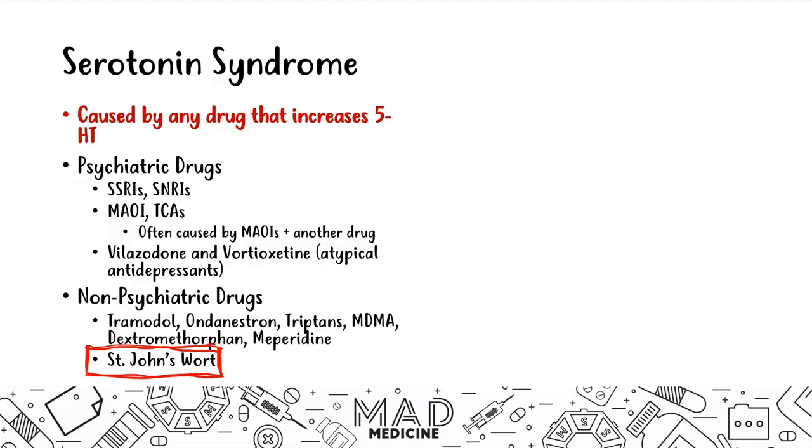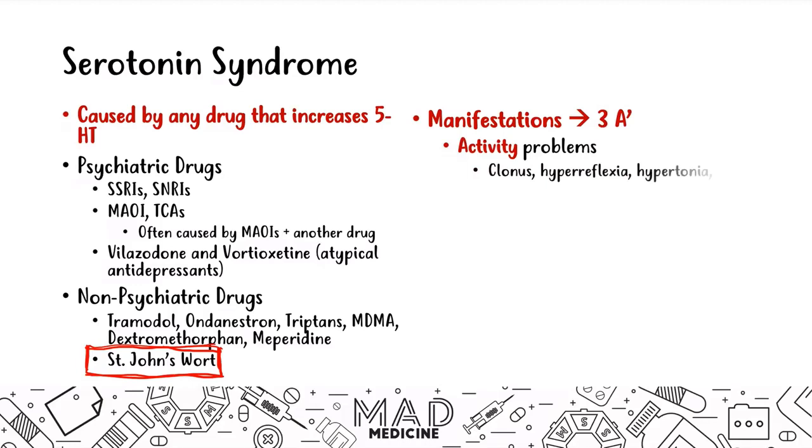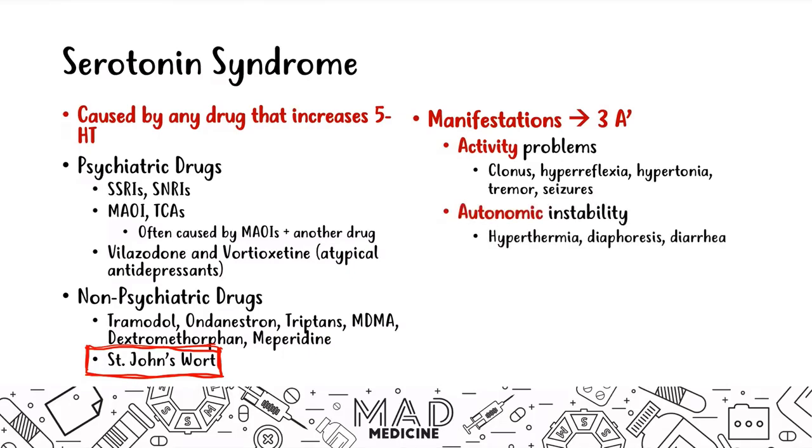Now, the manifestations of the serotonin syndrome are going to be the 3 A's. These patients are going to have activity problems like clonus, hyperreflexia, hypertonia, tremors, and seizures. They're going to have autonomic instability like hyperthermia, they're going to be sweating a lot, and they may have diarrhea, as well as altered mental status. So these are the 3 A's, and try to commit these to memory, because it makes it very easy to realize that someone is going through serotonin syndrome when you realize that they're taking a psychiatric drug or any of these substances.